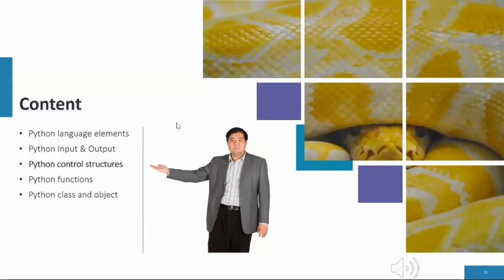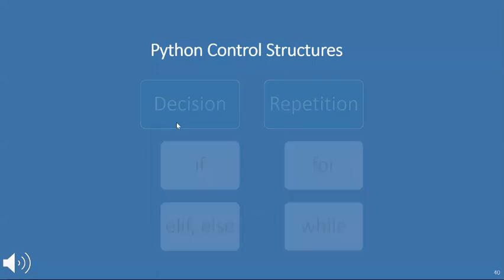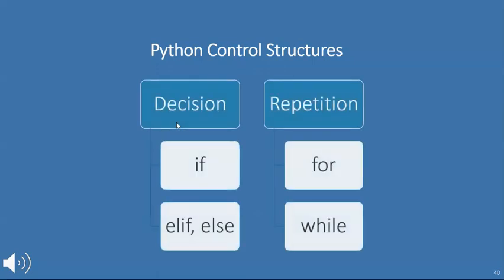Now let's move on to Python control structures that control the execution flow in a program. Python syntax supports decisions and repetitions. Python's keywords if, elif, else are used in decision control structures. And keywords for and while are used in repetition control structures. Here, elif means else if.